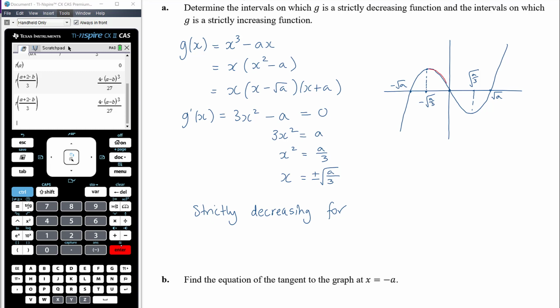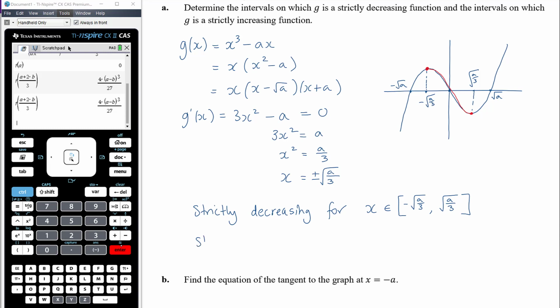Okay, so that's certainly happening in here. But remember, strictly decreasing, we can include the endpoints because the definition is about any point on the right will be lower down than the point on the left, which would be true including those endpoints. So strictly decreasing for x is an element of square bracket, negative square root of a on 3 to positive square root of a on 3 square bracket.